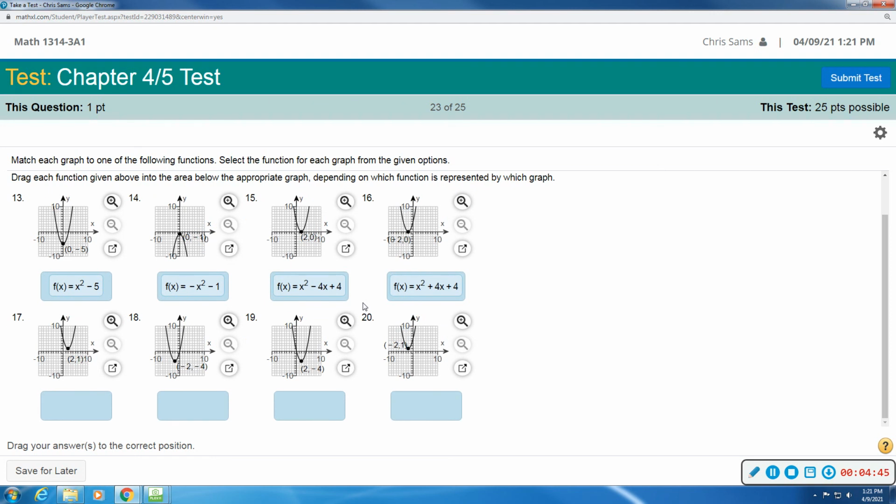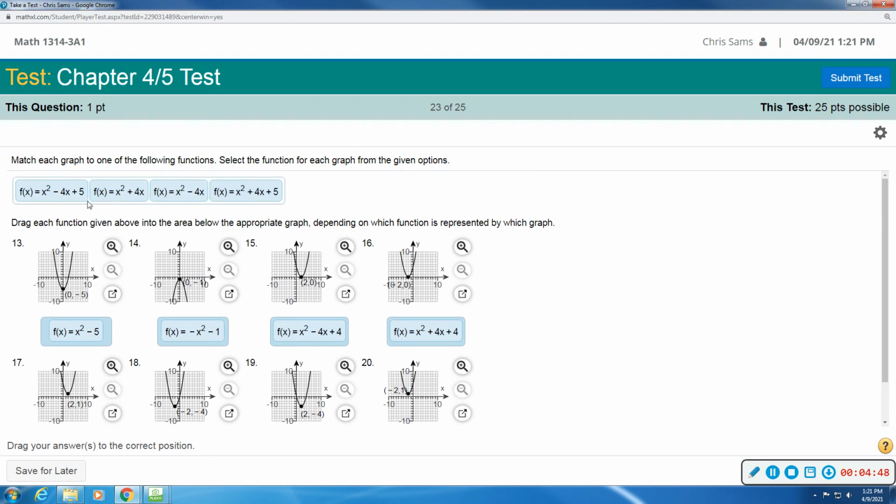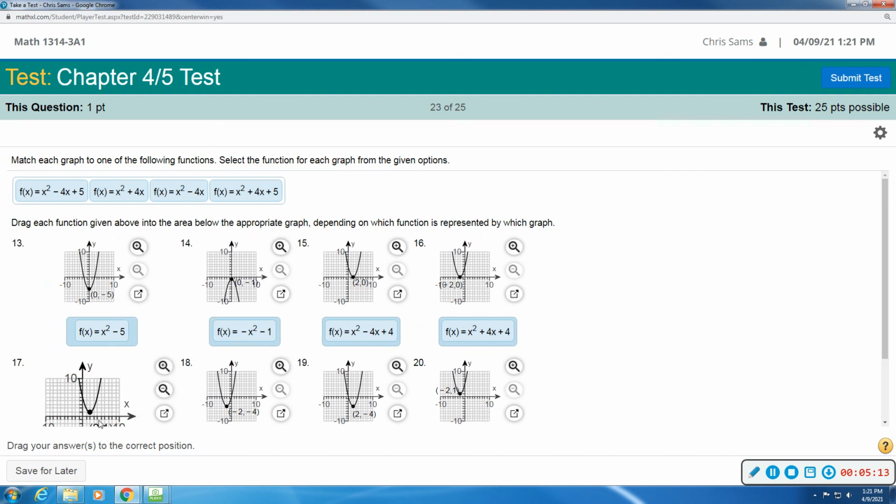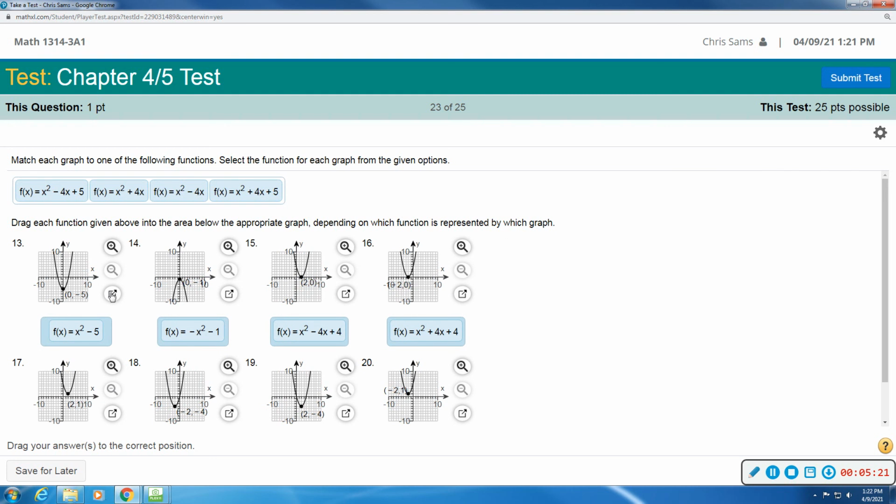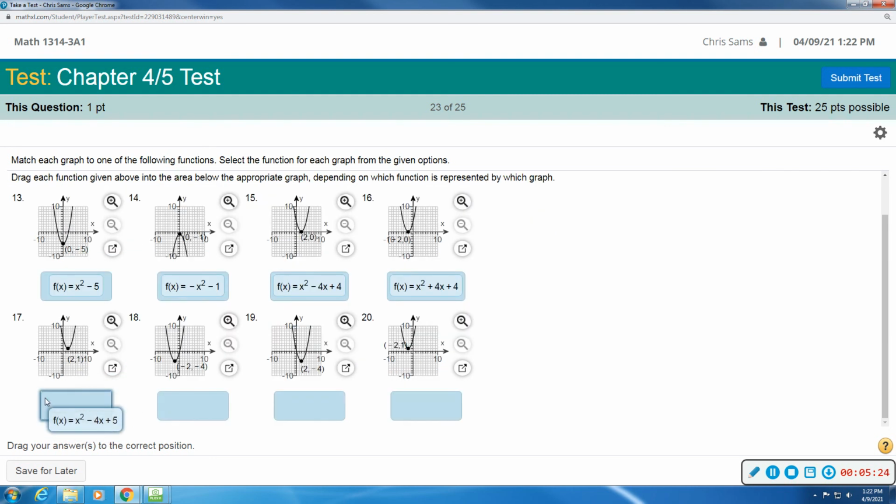Okay, so from there, we can answer these last few. So this has a y-intercept of 5 shifted to the right, because minus is going to go right. Actually, did I put these backwards? Yeah, that's right. Okay, so this one is also y-intercept of 5 shifted to the right. So it looks like it's going to match with graph 17. 1, 2, 3, 4, 5. Okay, yeah. So y-intercept of 5 shifted to the right. This is going to be number 17.